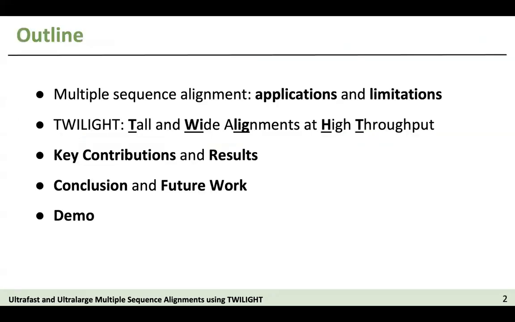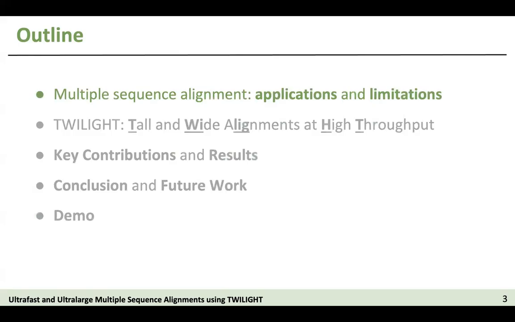Here's the outline. First, I'll briefly introduce multiple sequence alignments, focusing on applications and limitations of current multiple sequence alignment tools. Next, I'll introduce our work TWILIGHT, total and wide alignments at high throughput. And then I'll talk about our key contribution and the results. And next, I will go to conclusion and future work. At the end, I will show how to install and run Twilight on our computers.